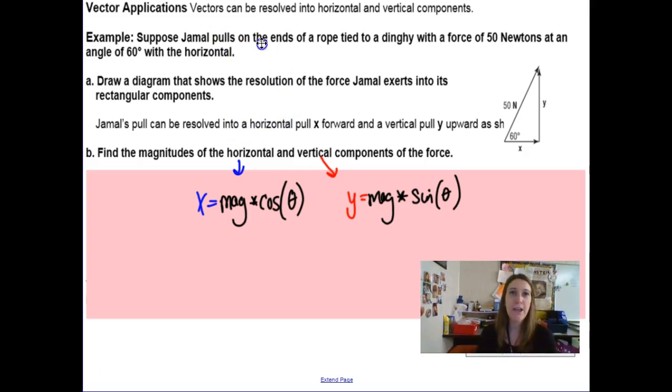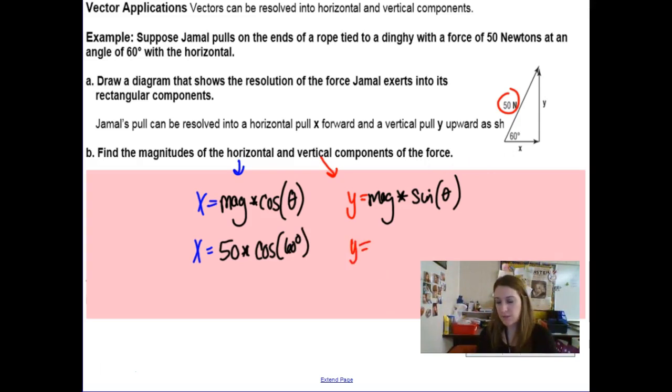All right, we have Jamal, and he pulls on an end of a rope that's tied to a dinghy, and he's using a force of 50 newtons. They already labeled our picture for us. The angle with the horizontal is 60 degrees, and they want you to find the horizontal and vertical components. So for Jamal, the magnitude is 50 newtons, and he's going to multiply it by the cosine of the angle with the ground, or the horizontal, 60 degrees. And for the vertical component, it's the magnitude again, 50 times the sine of 60.